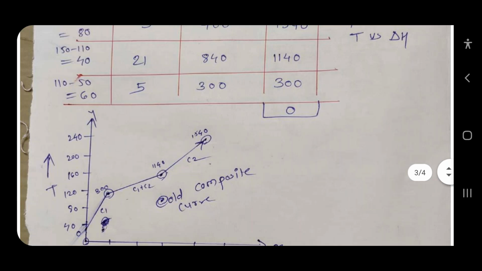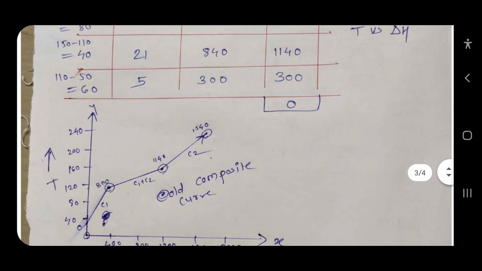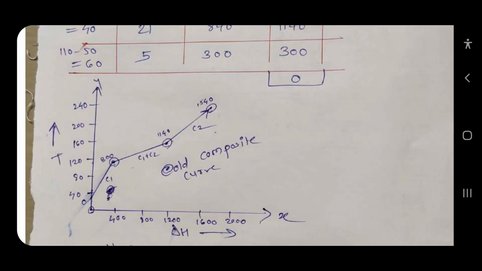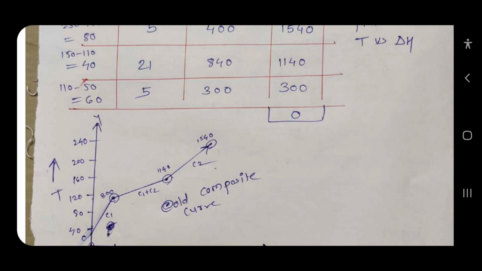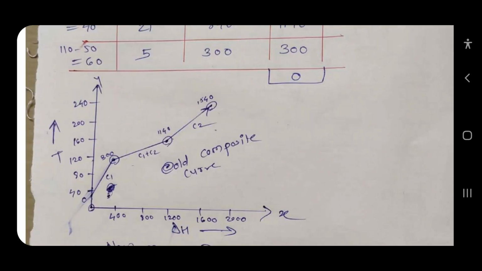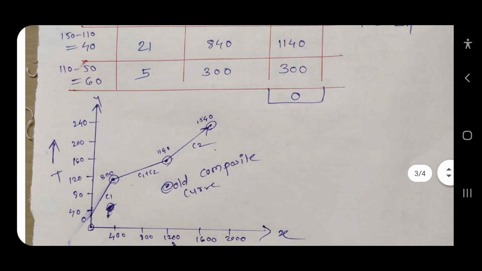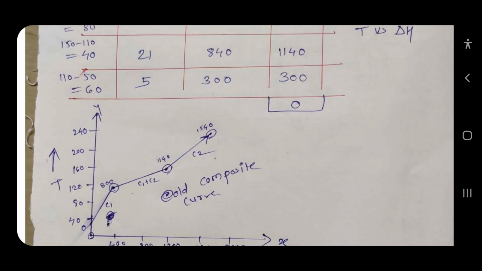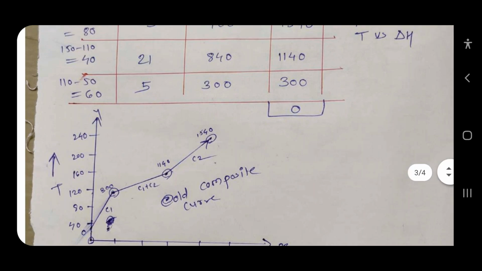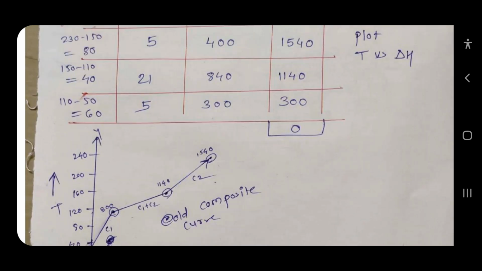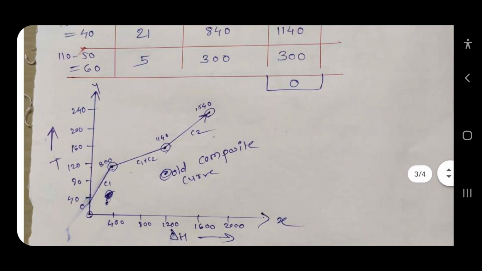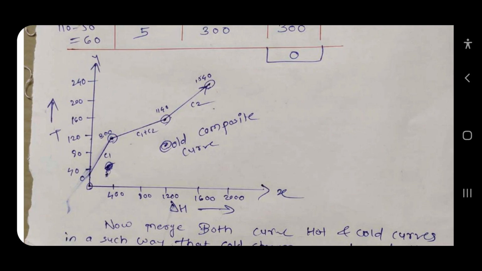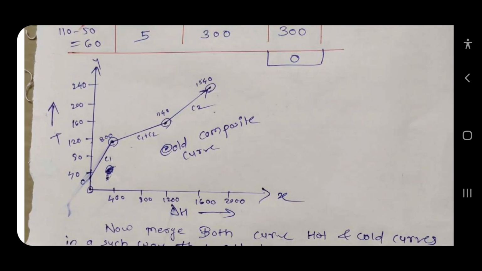Let's check the calculation. Now we'll plot here T versus again delta H. Again another graph you have to plot. Cold stream curve. So here start with the 0 again. So 0 for 60 degrees Celsius, then 300 for 50, and 110 for 110, then 1540 for 150 kind of thing. So you must draw these 3 points, you will get the cold composite curve.